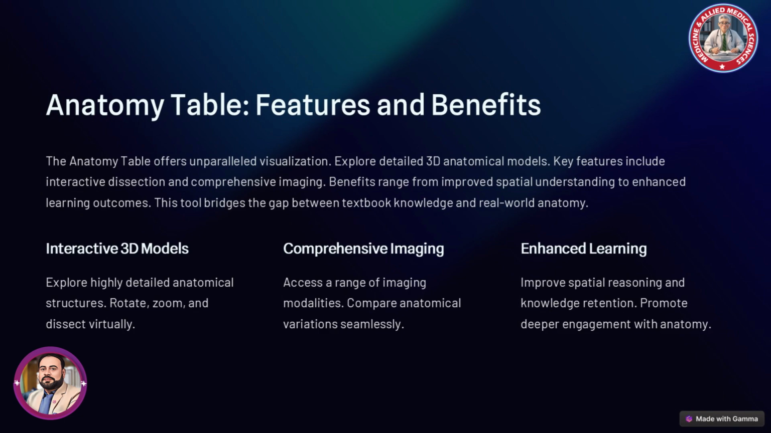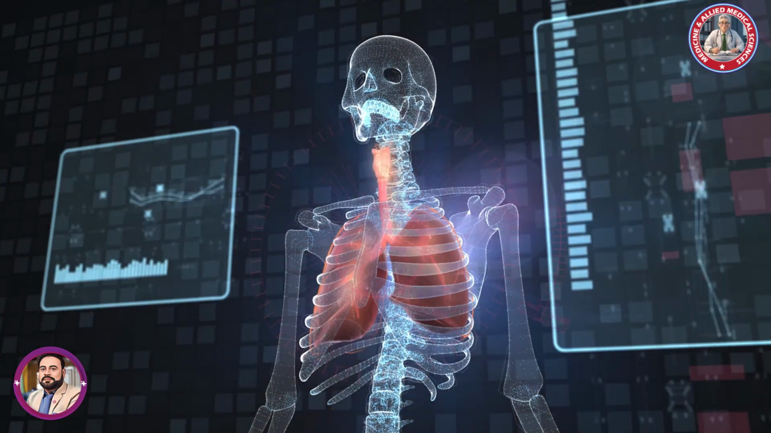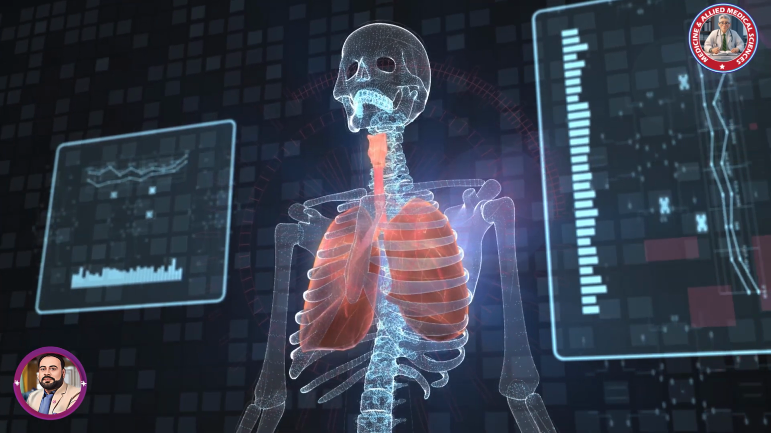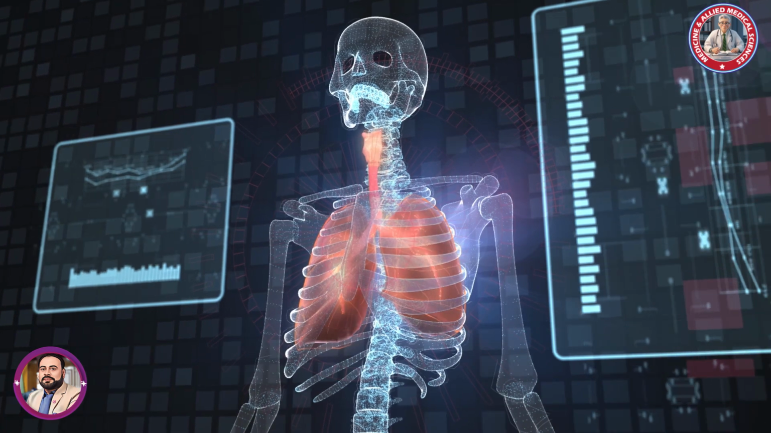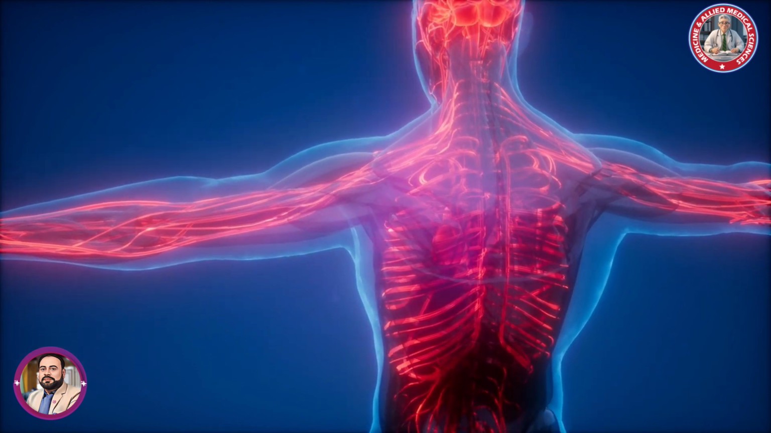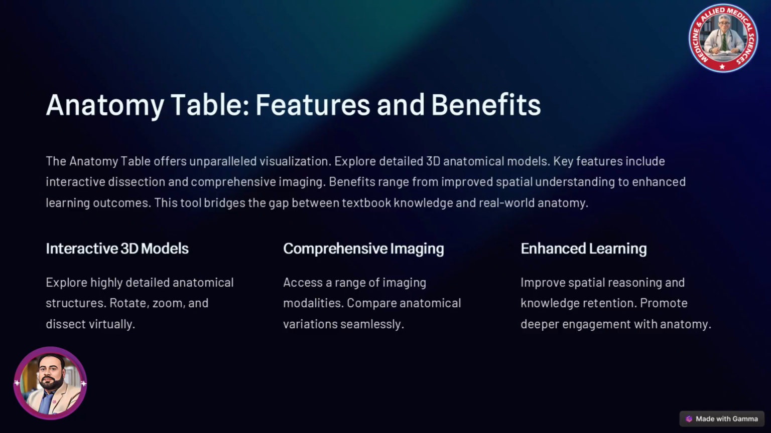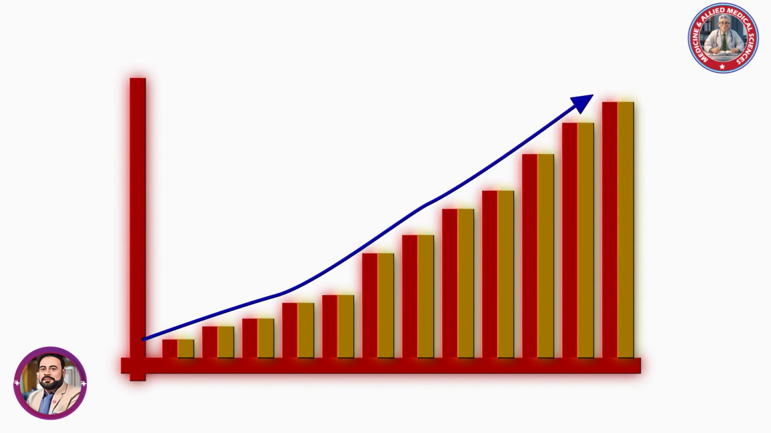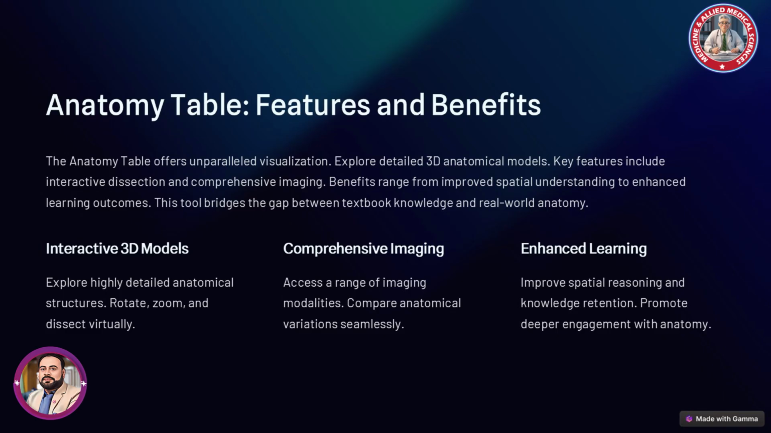Anatomy table: features and benefits. The anatomy table provides an exceptional visual learning experience, offering detailed 3D anatomical models for in-depth exploration. Its key features include interactive dissection, high-resolution imaging, and real-time manipulation of anatomical structures. The benefits extend from enhanced spatial understanding to improved learning retention, making it an invaluable tool for students and professionals alike. By bridging the gap between theoretical knowledge and practical anatomy, it revolutionizes medical education and training.